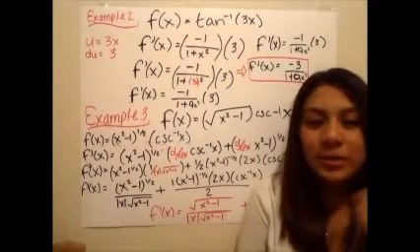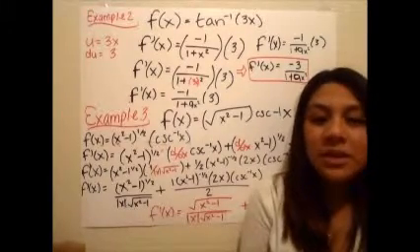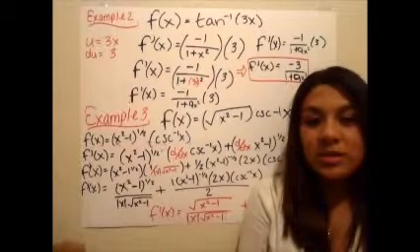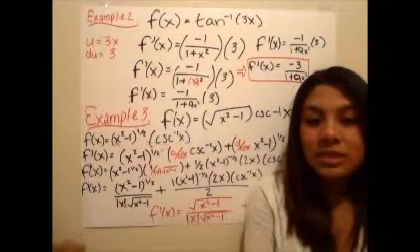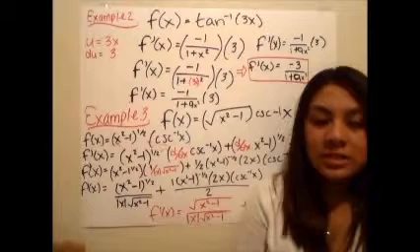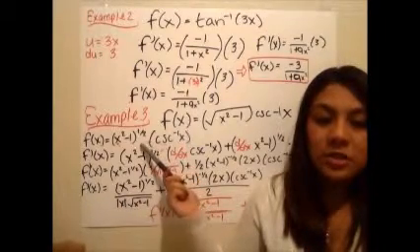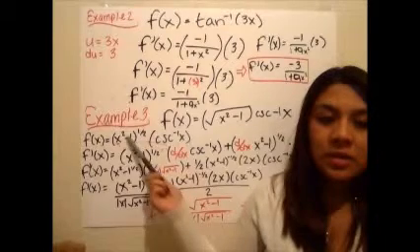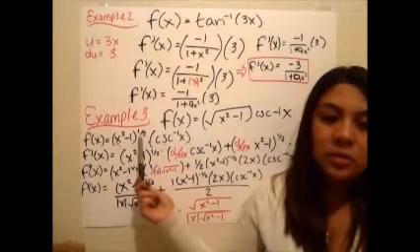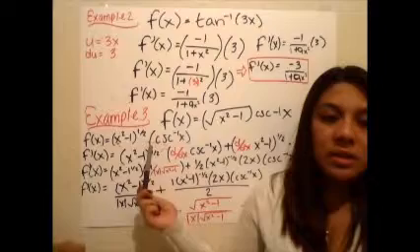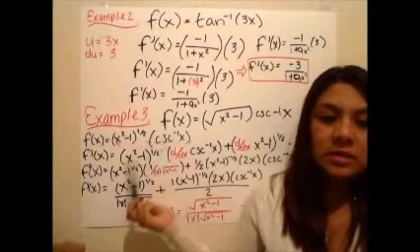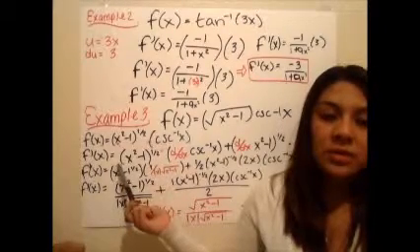For the last example, we're going to find the derivative of radical x squared minus 1 times inverse cosecant x. And the first thing you need to do is change the radical to a fractional exponent. And you're going to get x squared minus 1 to the 1/2 power, and then inverse cosecant x. And then f prime of x.